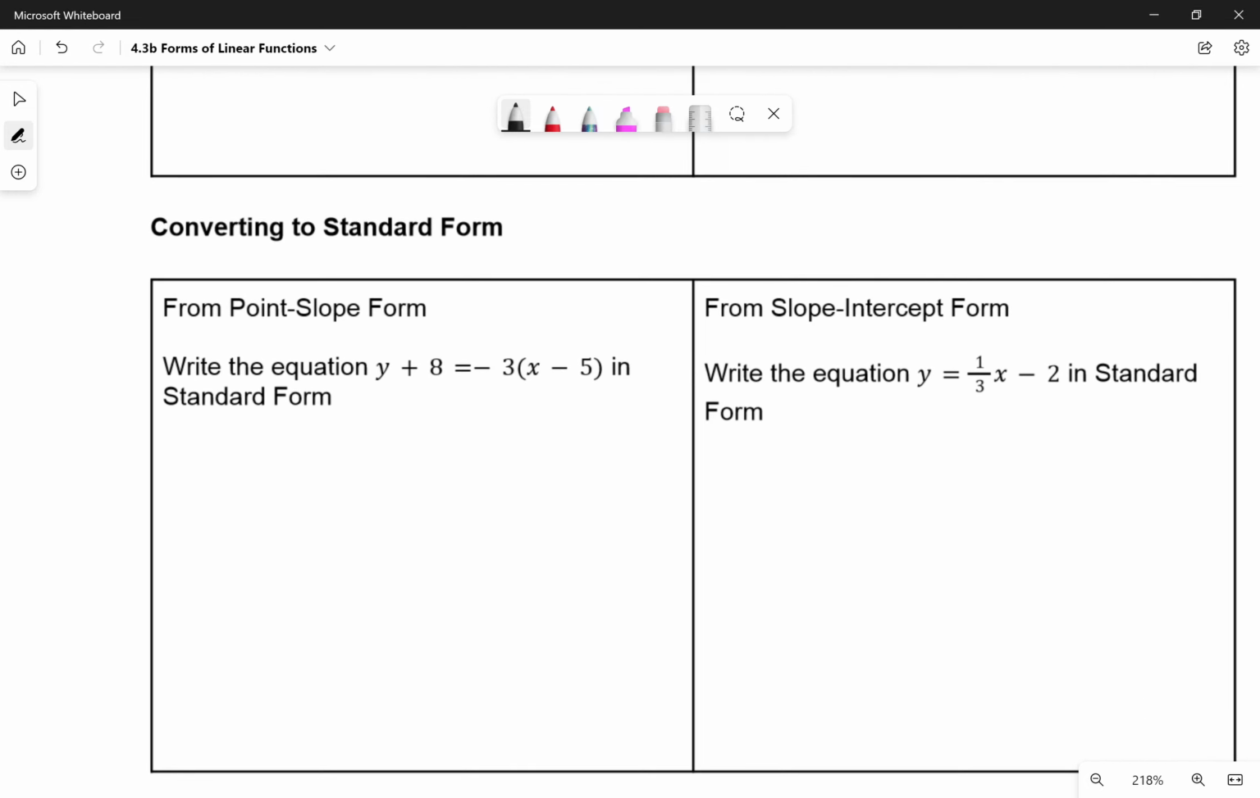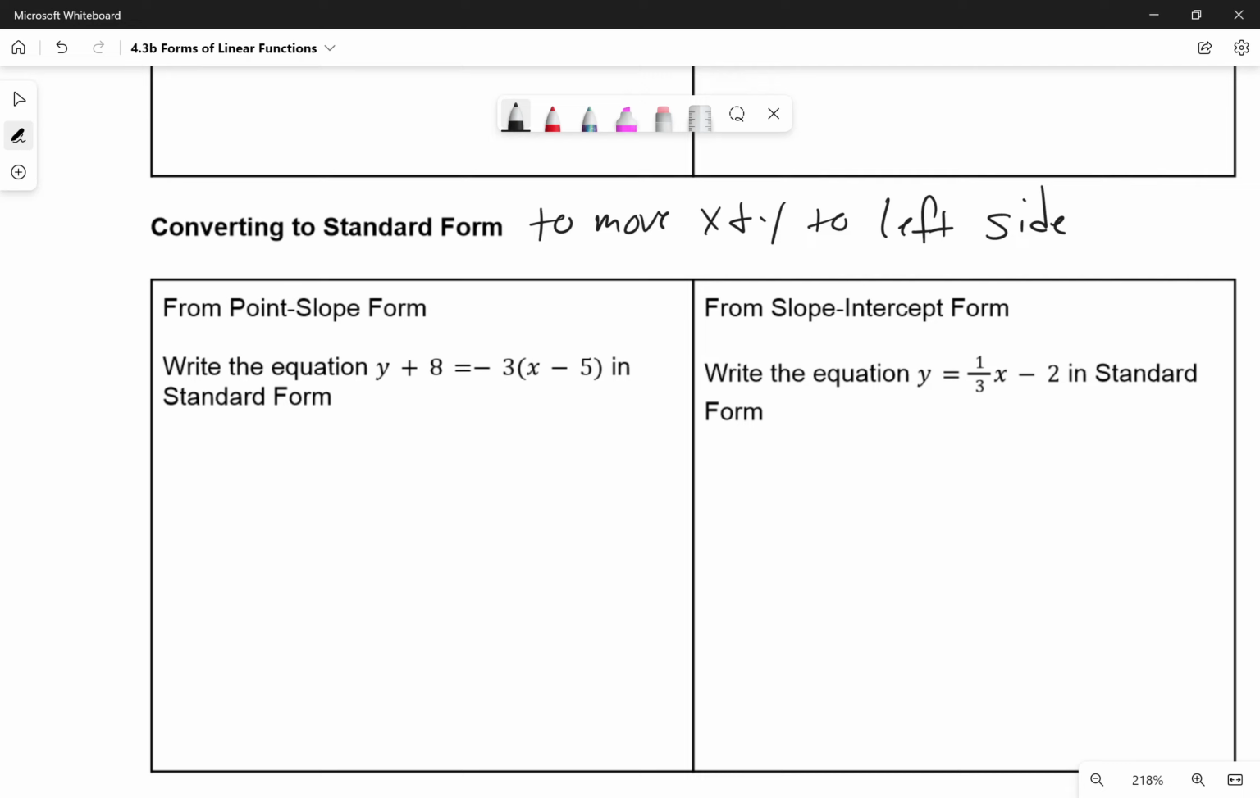Now we're going to go to standard form. And again, standard form is a little trickier. Our goal here is to move our x and y variable to the left side. So we're going to be starting from point slope form. And again, that is the form where it is generally our in-between when we're converting to either standard form or slope-intercept form. It is, again, a very useful form.